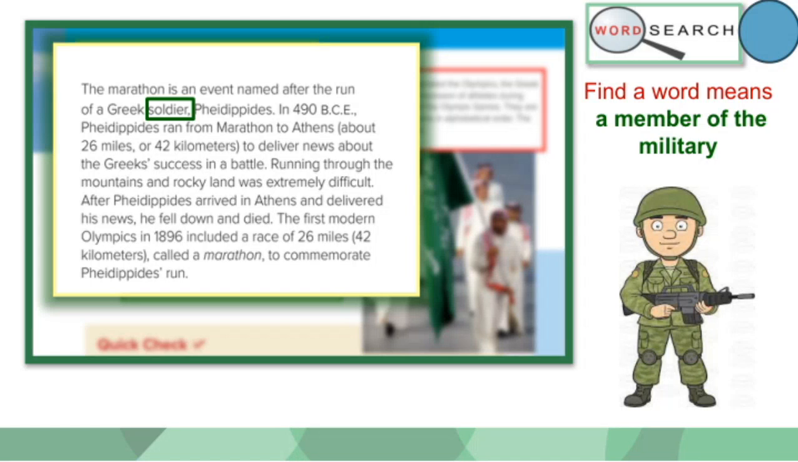Let's explore this idea of finding a word that means a member of the military. Now, this might seem simple at first, but it's actually quite interesting because language has many terms that describe different roles and ranks within the military. When we think about a member of the military, what comes to mind? Perhaps soldier, sailor, airman, or marine. Each of these words specifies a particular branch or role.